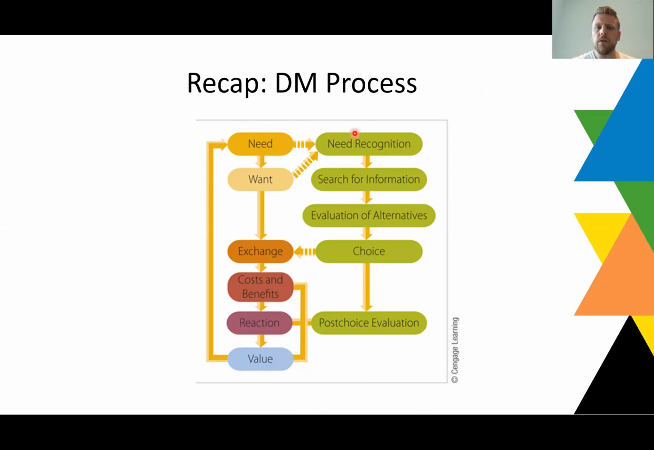The decision-making process starts with need recognition, and then with information search, and then the evaluation of alternatives, choice, and the post-choice evaluation. So today we're going to focus on the need recognition and the search of information. And then on the next session, we're going to close it up by looking at the alternatives, choice, and some post-choice evaluation. And that's it, basically.